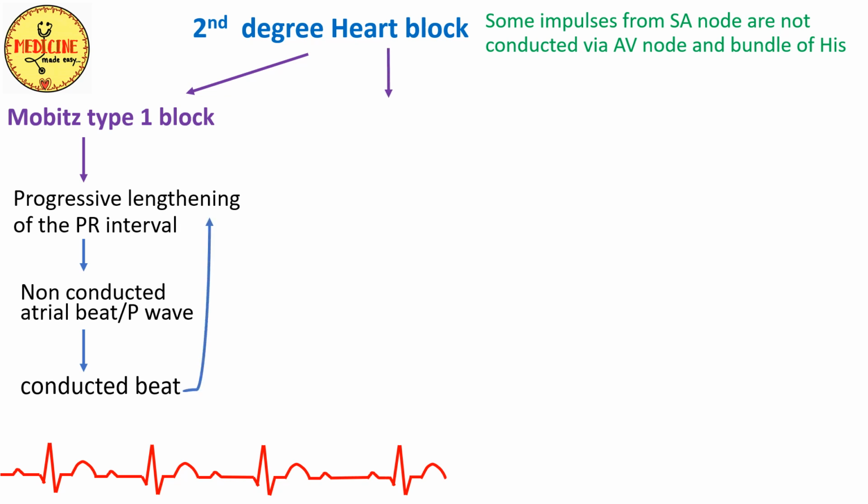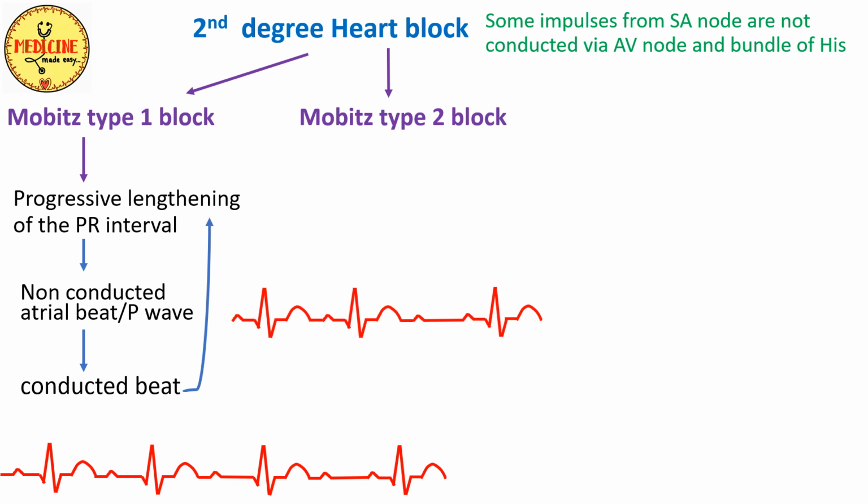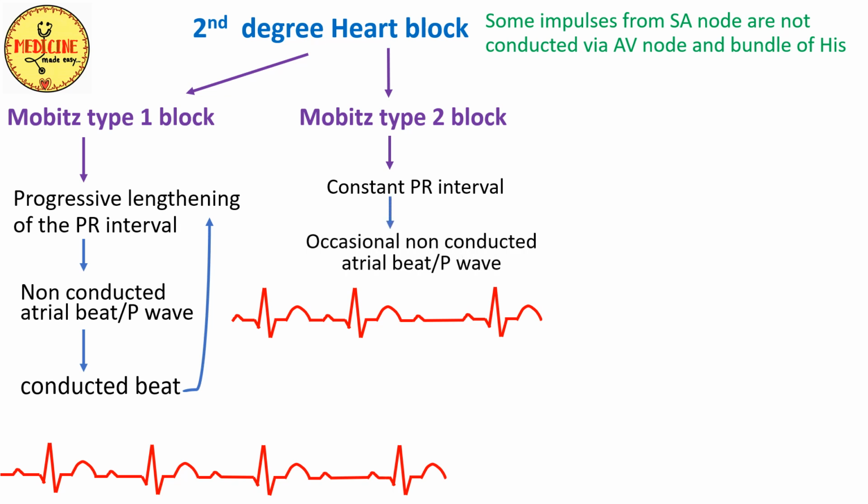In the second type, which is known as Mobitz type 2 block, there will be constant PR interval but with occasional non-conducted atrial beat or P wave.